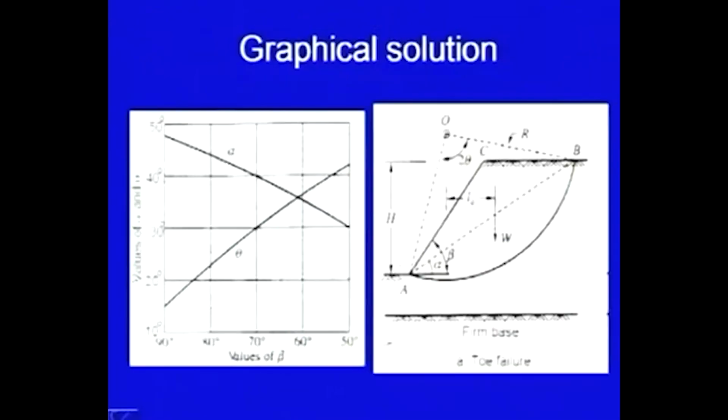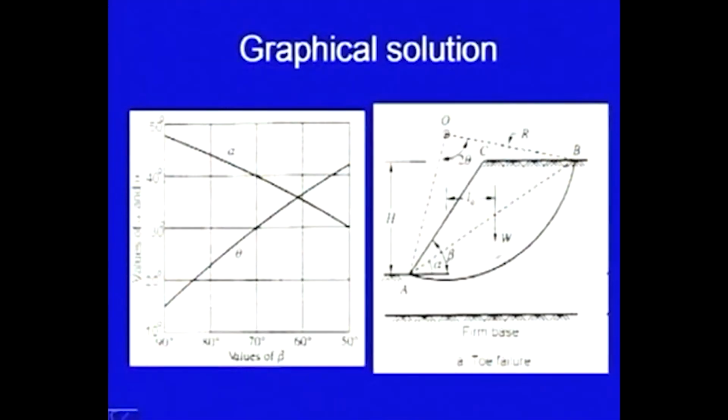So, this is what we had discussed last time, and I was discussing the graphical solutions, because now what we have to do is, after taking one circle and doing a lot of calculation, we have to take another trial circle, another center, and the same procedure has to be repeated a number of times, and then we have to find out that circle which has the minimum factor of safety. So, the graphical solutions are very easy in these cases.